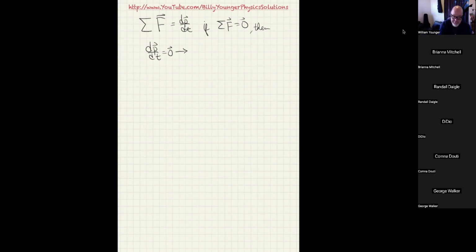So if you have p equals a constant, and this of course is a vector equation, so that means a constant vector. So p equals a constant is what occurs if the net force is 0. And what this means is momentum is conserved. Because it says p is a constant.